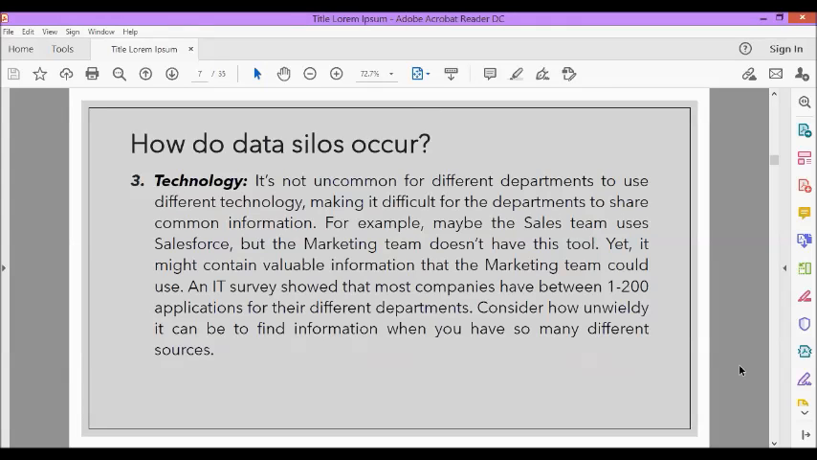For technology, it's not uncommon for different departments to use different technology, making it difficult for the departments to share common information. For example, maybe the sales team uses Salesforce, but the marketing team doesn't have this tool. Yet, it might contain valuable information that the marketing team could use. An IT survey showed that most companies have between 1 to 200 applications for their different departments. Consider how unwieldy it can be to find information when you have so many different sources.